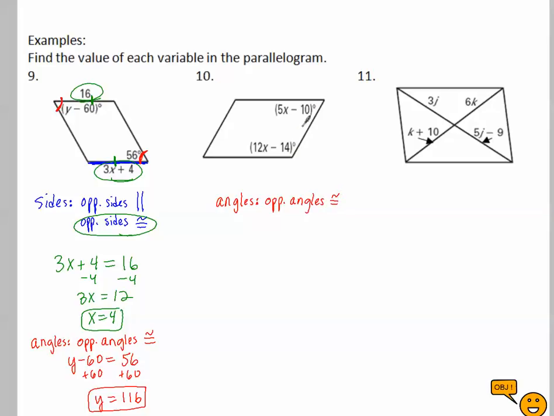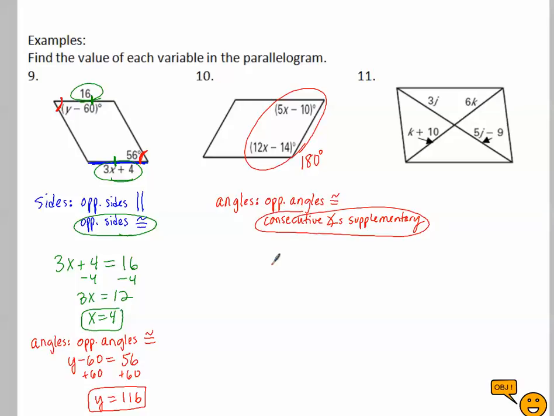But are these angles that are opposite from each other? No, they're next to each other. So what do we remember about angles next to each other? Those are called the consecutive angles when they are right next to each other. That's right, they have to add up to 180 degrees. The consecutive angles are supplementary, meaning adding up to 180 degrees. So that's what we're going to do here to solve this one. Consecutive angles being supplementary, that's what we're using, the angles next to each other.